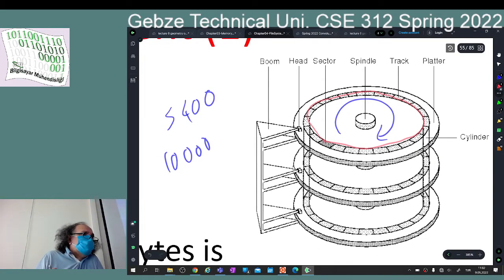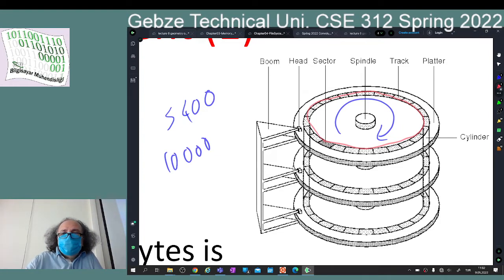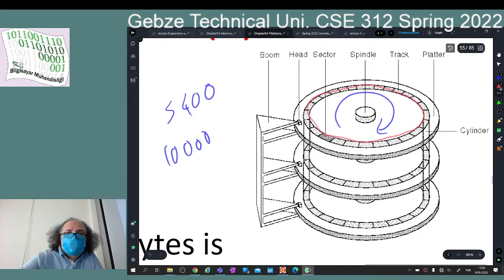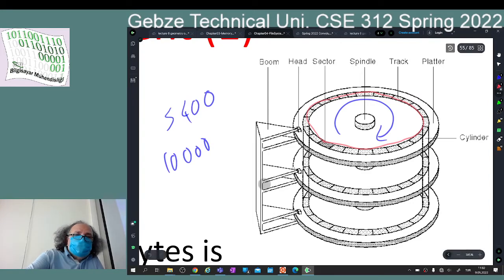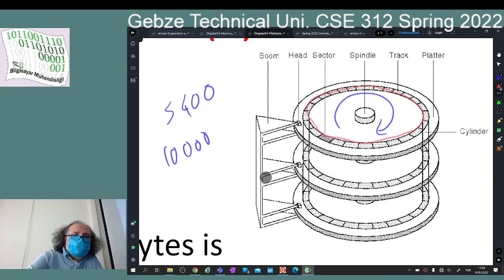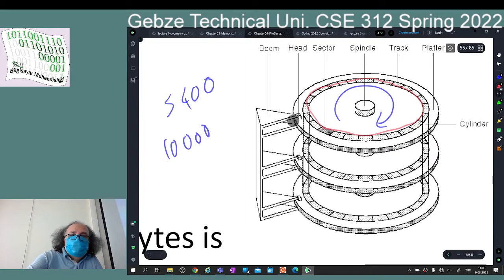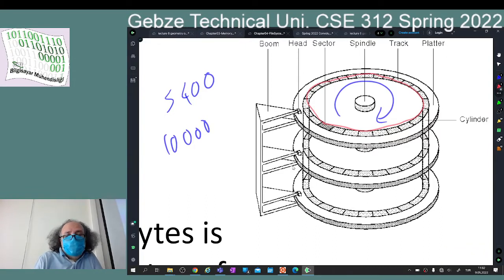That's how the physical disk drives work. I have the platters, I have the tracks on the platters, and if you think that these tracks are connected, they look like cylinders, right? So we call them cylinders. This is a cylinder, if you think that these are all connected, and this is the read-write head mechanism. For each platter there is a read-write head for the upper side of the platter and the lower side of the platter.